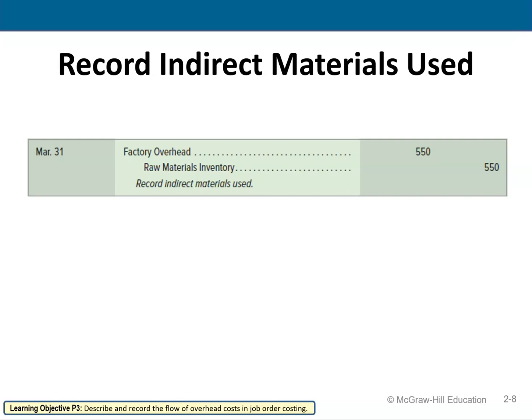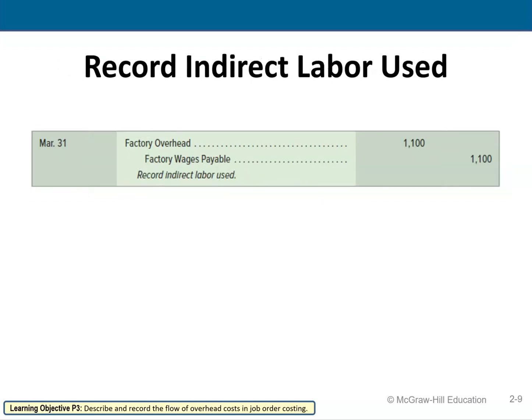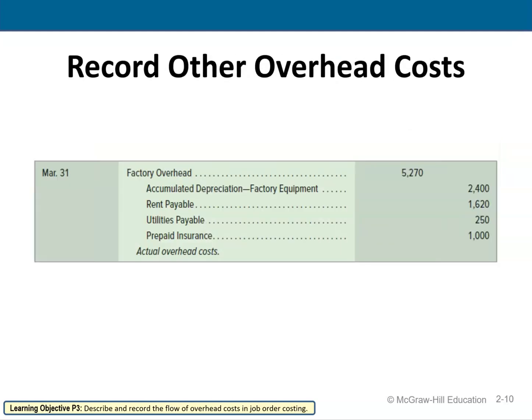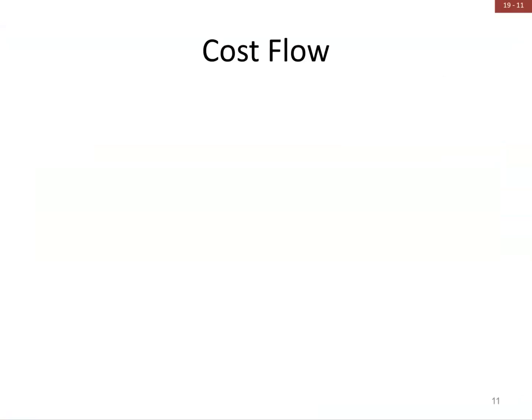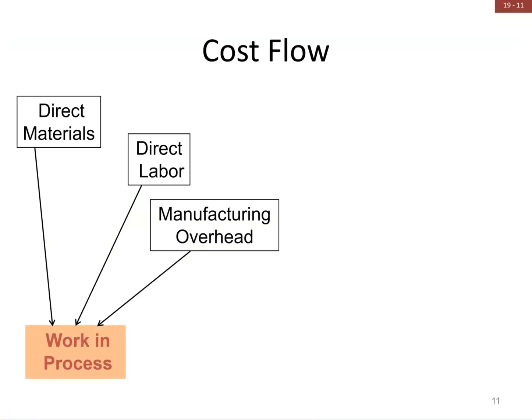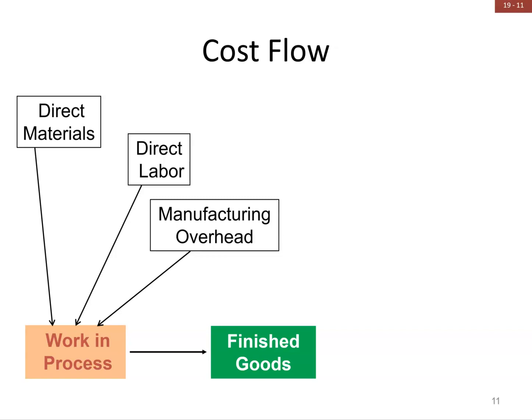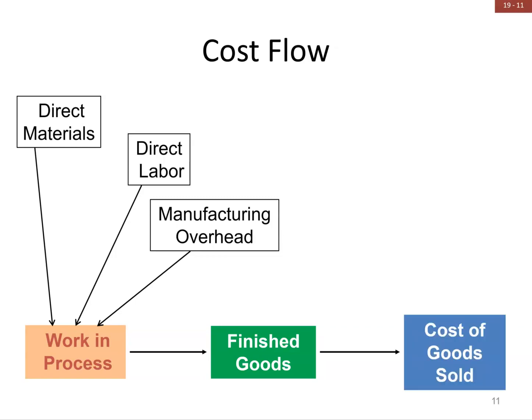Here is taking materials and putting it into overhead. And here's labor putting it into overhead. And here are other costs putting it into overhead. Now again, our cost flow is direct labor, direct materials, and manufacturing overhead goes to work in process, which then, when an item is complete, goes to finished goods, then goes to cost of goods sold.